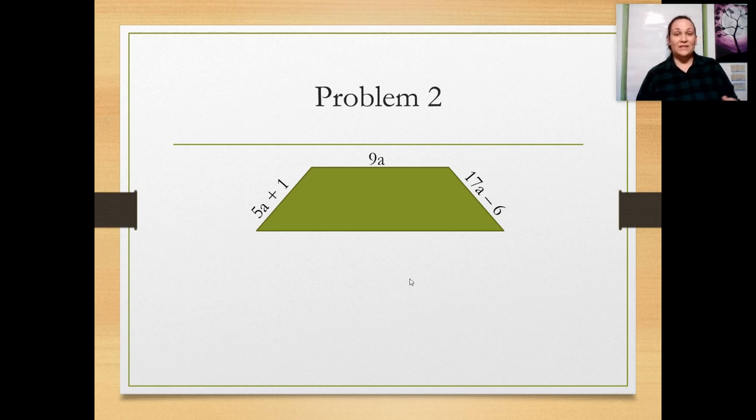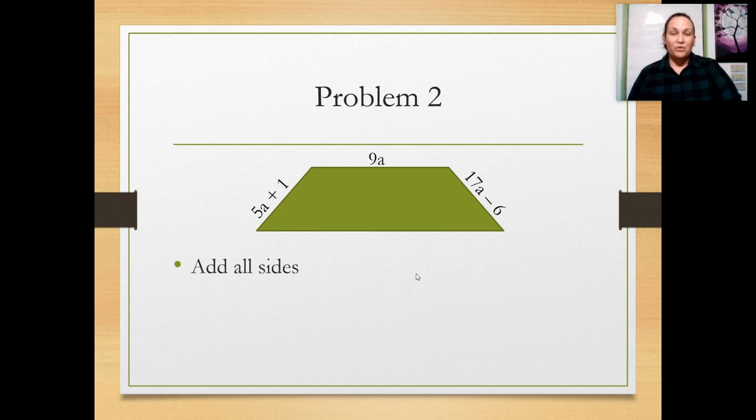One of the sides is 9a. Doesn't matter which one you put that on. One of them is 5a plus 1. And then the last one is 17a minus 6. Again, it doesn't really matter where you put any of these things. The important thing is we know 3 of the sides. We don't know the 4th side, and that's what we're going to try to figure out.